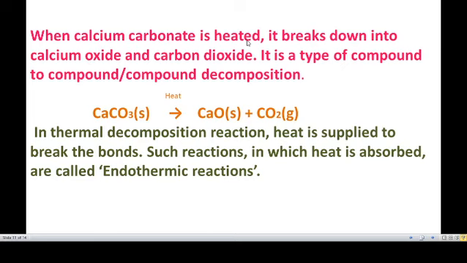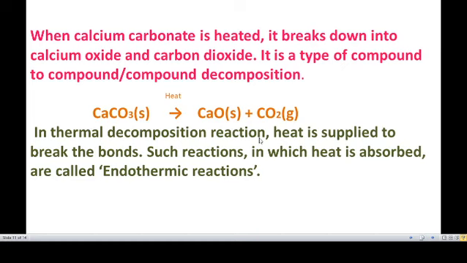The next example: when calcium carbonate is heated, it breaks down into calcium oxide and carbon dioxide gas. It is a type of compound to compound decomposition reaction, where the reactant is a compound and the products are also compounds.